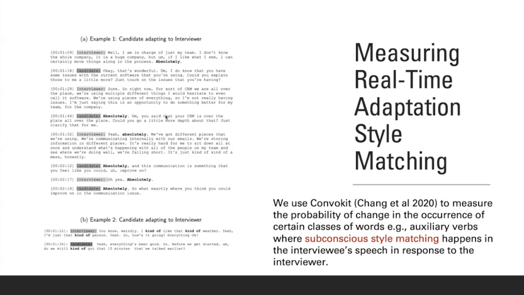Absolutely is just one example. More broadly, we are talking about certain classes of words, for example, auxiliary verbs, that are known to give insight into subconscious style matching. Now, how do we measure this construct? We use a framework called Convocate, which, among many other functions, also helps to measure this particular construct of style matching over time.